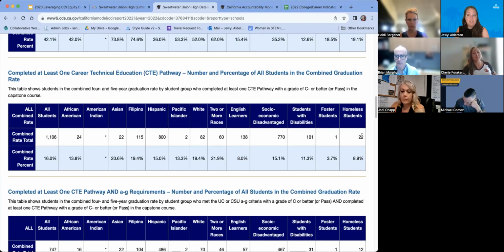So again, homeless students, they did have 22 who completed the pathway, but that's only 8.9%, whereas of their total population, they have about 16% in CTE. So as you're looking, anyone below 16%, which is the percent of my total population, they are not getting equitable access to these programs.